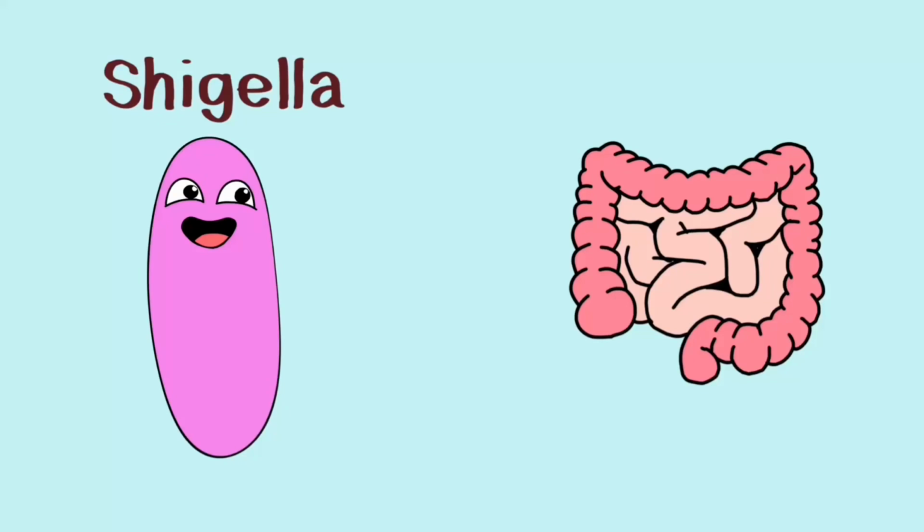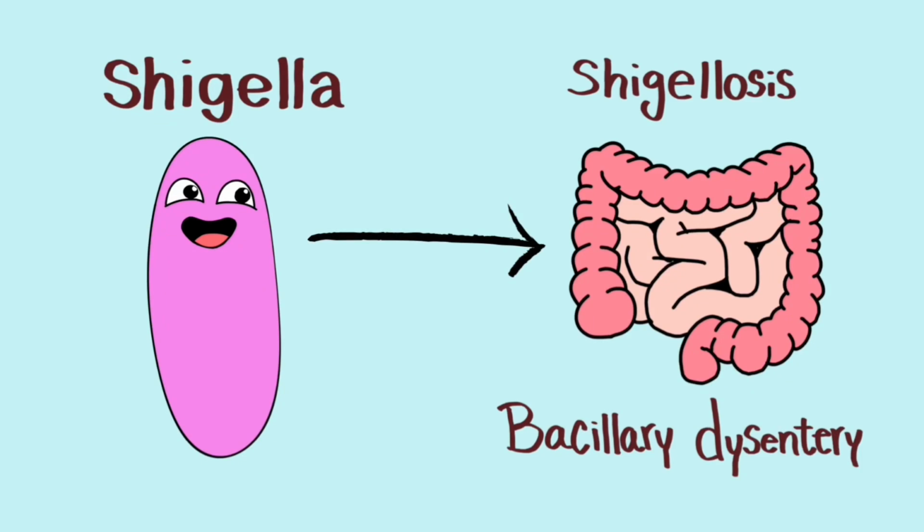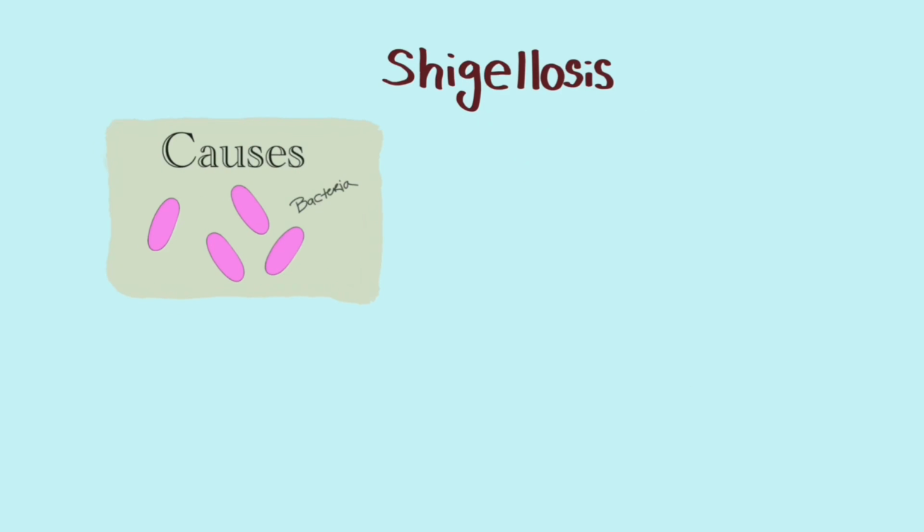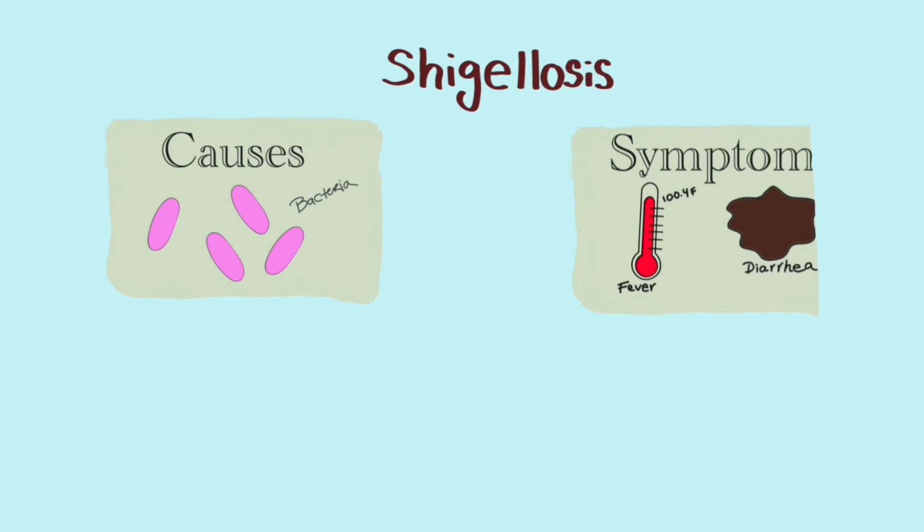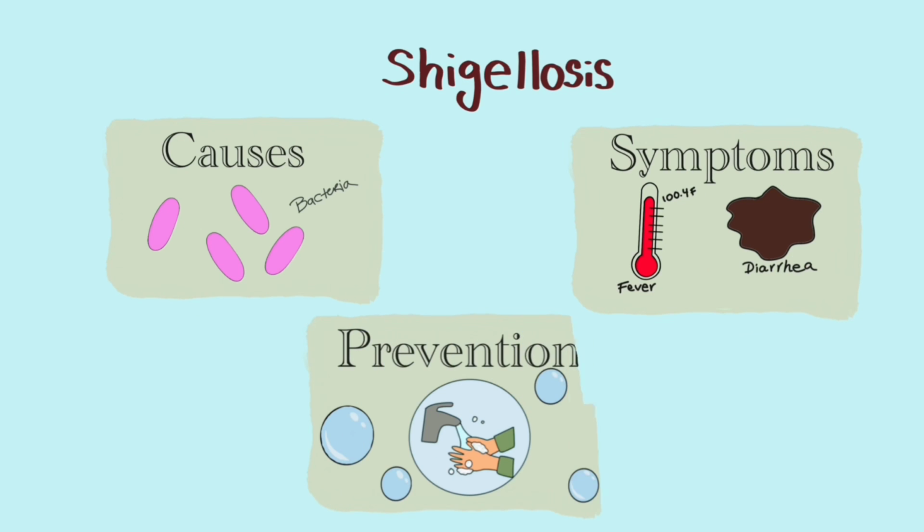Today we're talking about Shigella. Shigella is a bacteria known to cause the illness shigellosis or bacillary dysentery, which is a severe type of diarrhea that causes inflammation of the intestines. Definitely something you want to avoid. Today we will go over the causes, symptoms, and how you can prevent getting shigellosis.